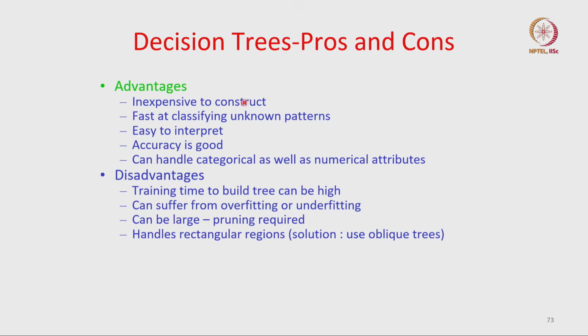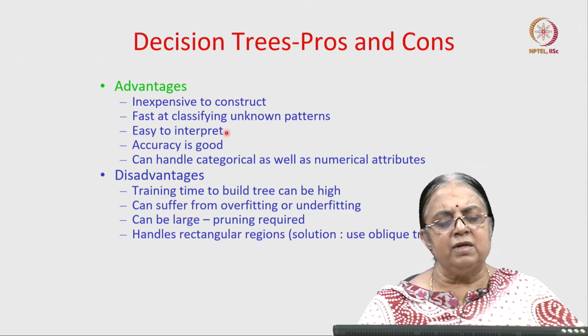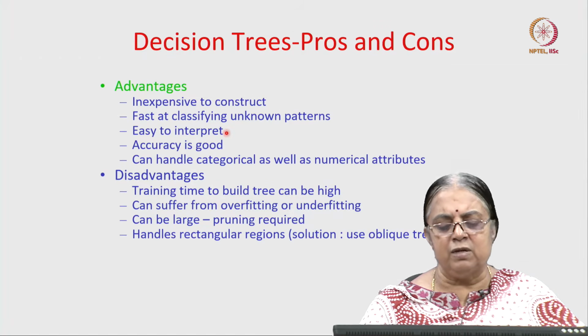So let us summarize the decision tree, what is happening. So, in the decision tree, what are the advantages? It is inexpensive to construct, right, and it is fast at classifying an unknown pattern, because all you need to do is go down one path in the tree, right. So, classification is fast, and it is easy to interpret, that means explainability is there, the accuracy is good, and it can handle categorical as well as numerical attributes.